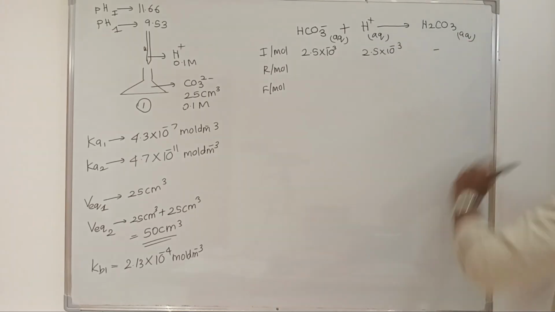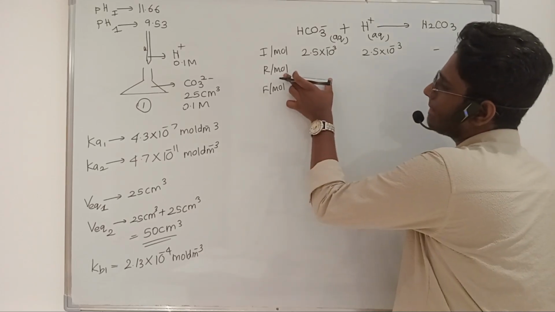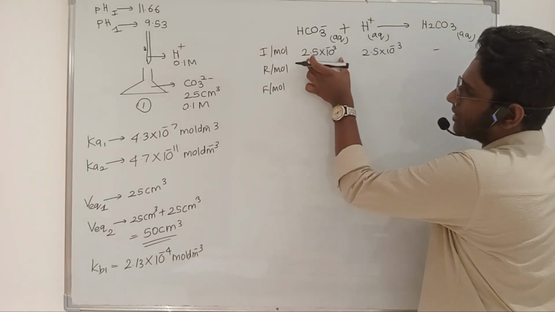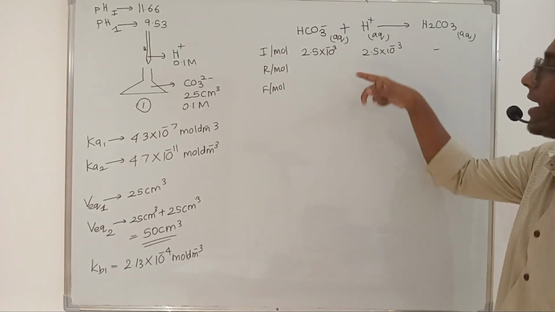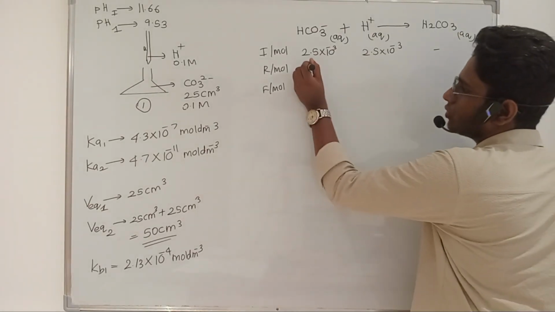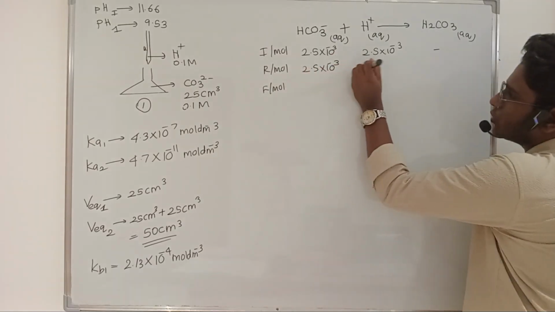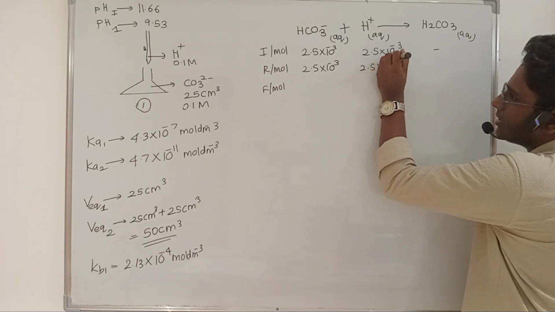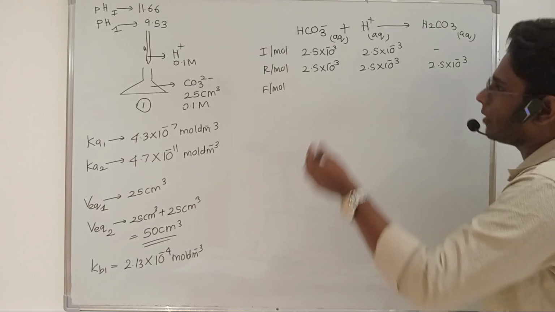Initially, there was no carbonic acid, right? Now, it's going to react completely, because both have equal moles. So the bicarbonate is going to react completely with the H plus added. 2.5 into 10 to the power minus 3 moles is going to react, here also 2.5 into 10 to the power minus 3 is going to react, and here 2.5 into 10 to the power minus 3 is going to form.